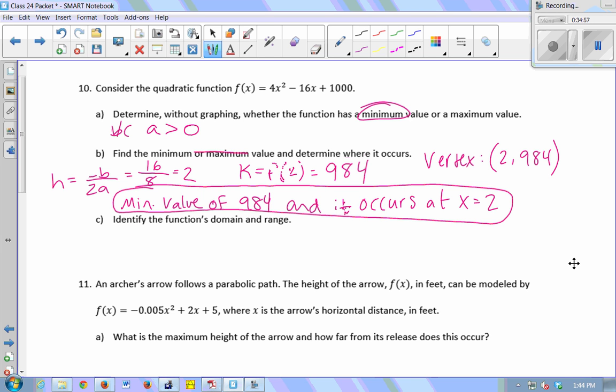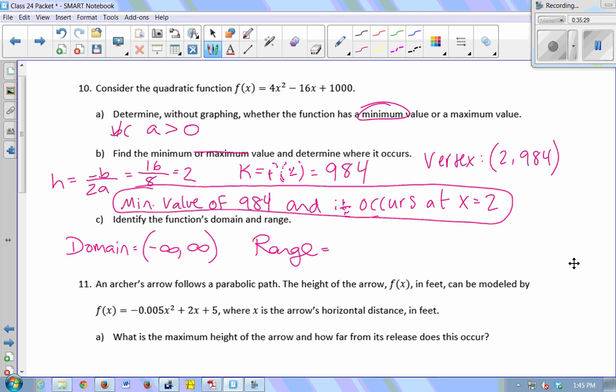What is the domain of this quadratic function? Negative infinity to infinity. You can take any x value and plug it into this formula, right? No restrictions at all. So the domain is negative infinity to infinity. So those are all the inputs. Those are all the possible input values.